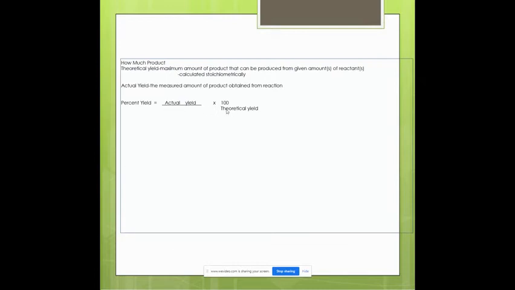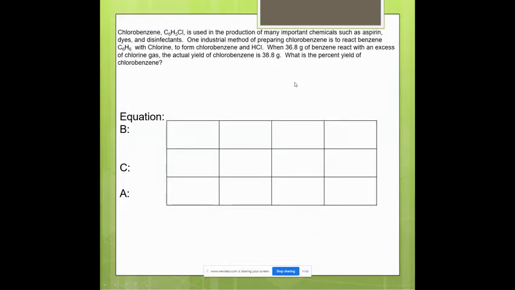So the formula for this, and it looks like this got kind of scooted over, but it should be actual yield over theoretical times 100. And actual yield is how much you actually got. That would be your 11 muffins. And theoretical yield is how much you should have gotten, which would be your 12 muffins, what your recipe card said.